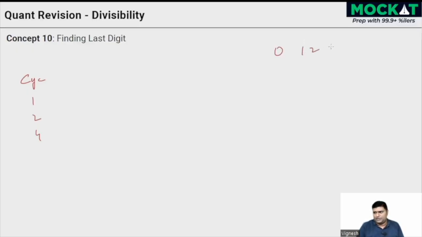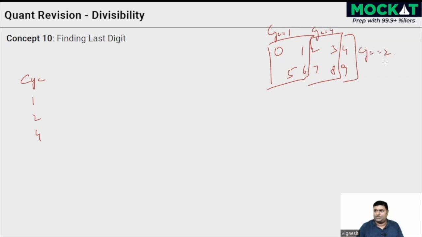I told you to write it down this way, in initial stages, to remember the cyclicity. For 0, 1, 5, 6, the cyclicity is 1. For 2, 3, 7, and 8, the cyclicity is 4. For 4 and 9, the cyclicity is 2, keeps recurring twice. So what does this mean over here?